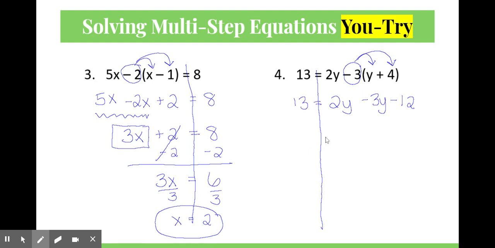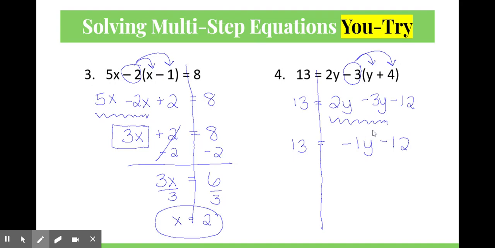Second step, combine like terms. This time I see a lot of terms on the right-hand side, so I'm going to focus on the right. Should I combine terms that have a y in them, or should I combine constants? Since I have 2 terms that have a y in them, I should combine those. So 2y minus 3y is -1y. Bring down the minus 12 and bring down the equals 13.